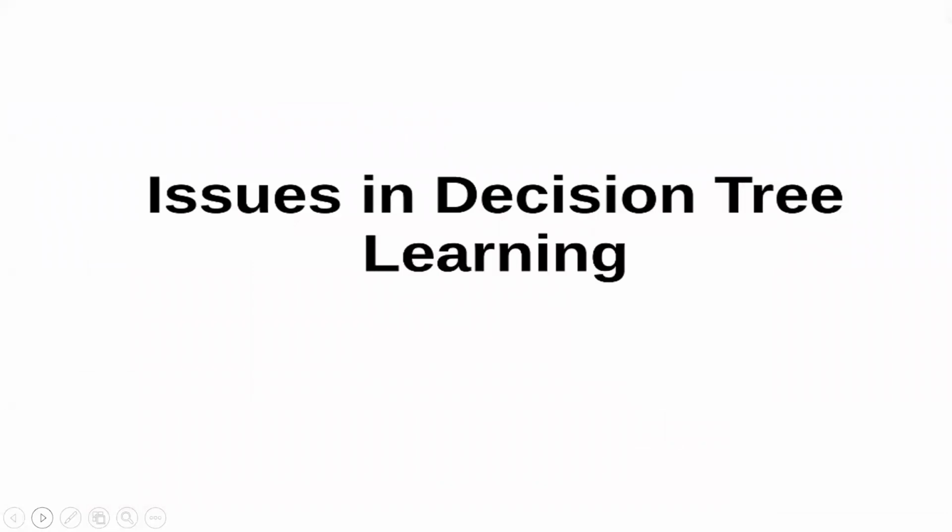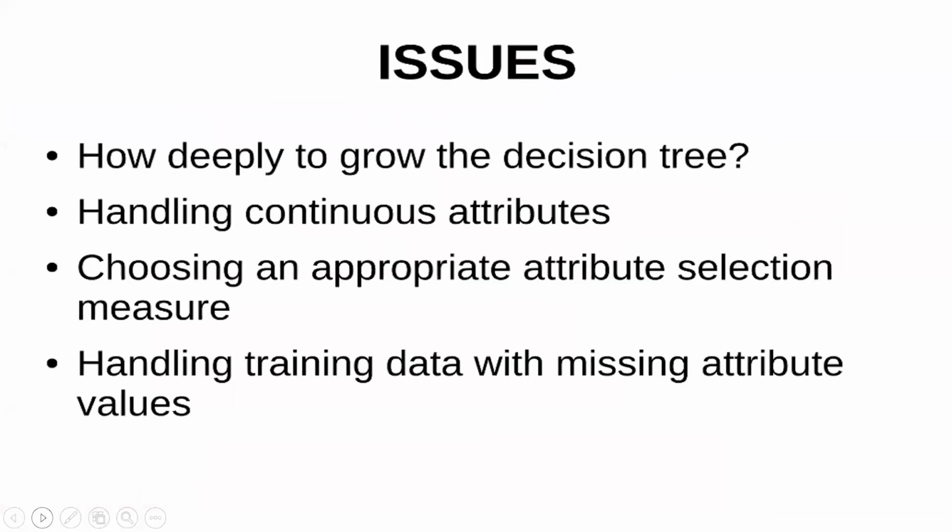So there are issues in using decision tree learning. Let's see what those issues are. First, how deep the tree grows. Decisions have to be made at each and every step, which might grow the tree into a very long and huge model. Next, handling continuous attributes, which is a problem during decision tree learning. Then using an appropriate attribute selection measure. This depends on the model we have created. If the training data are not proper, then choosing the appropriate attribute would be problematic.